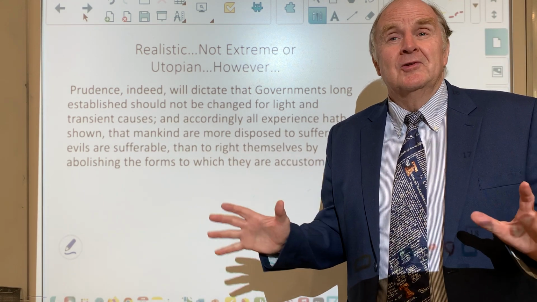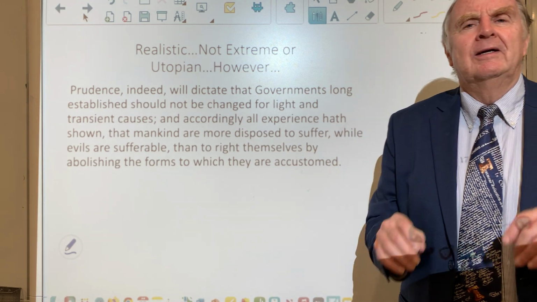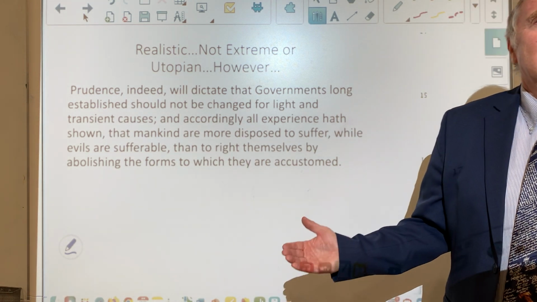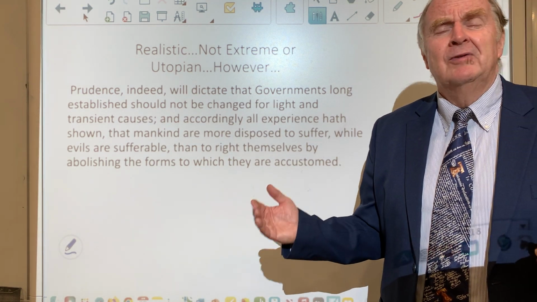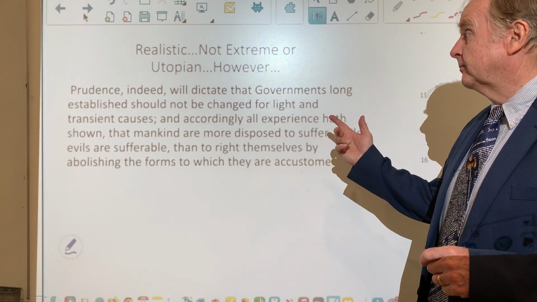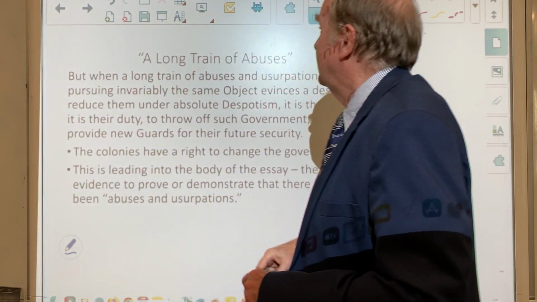And because we understand that there's no such thing as utopia. Utopia means nowhere. There's no such thing as a perfect government. And so we understand that if you're going to change the government, it has to be for very serious reasons, and not for light and transient causes.